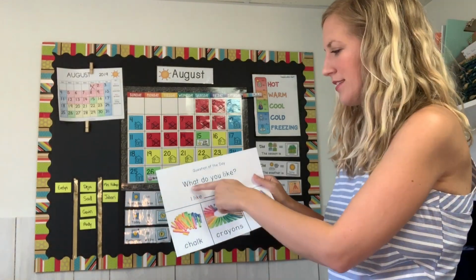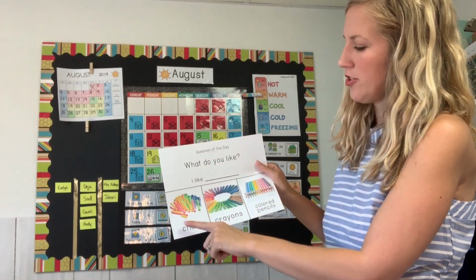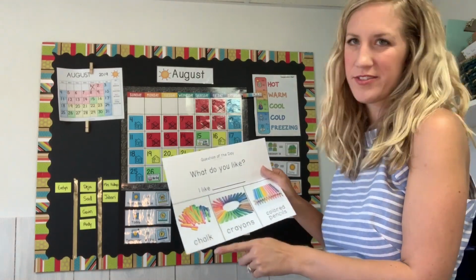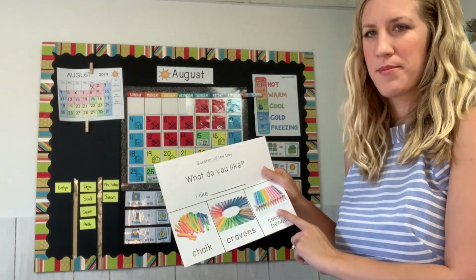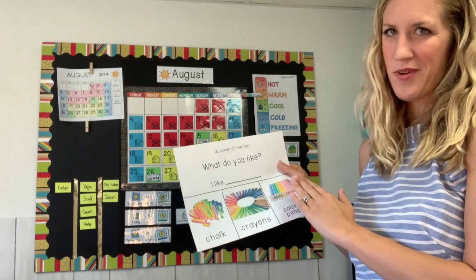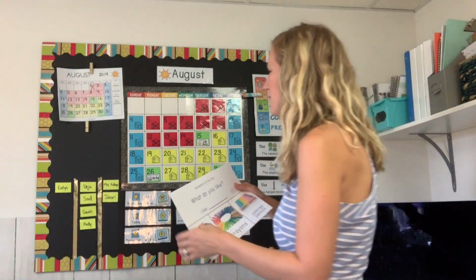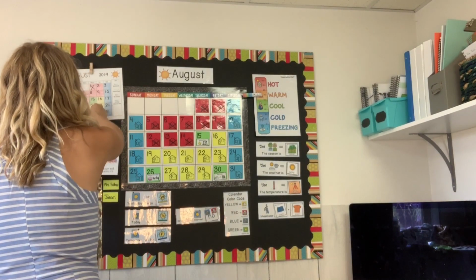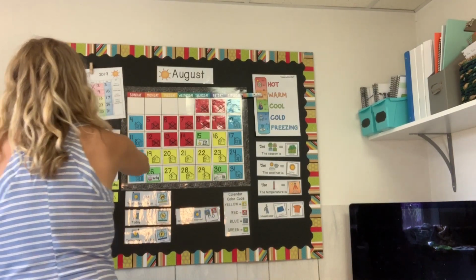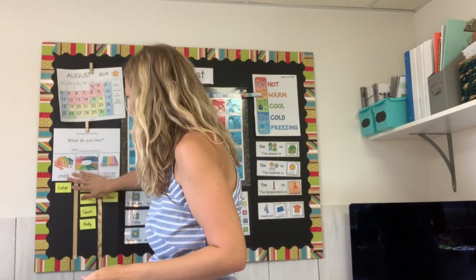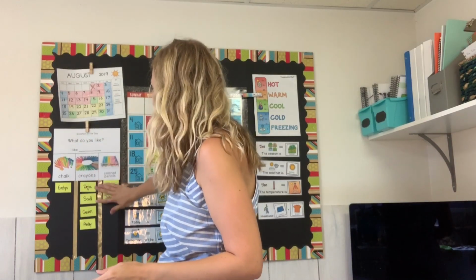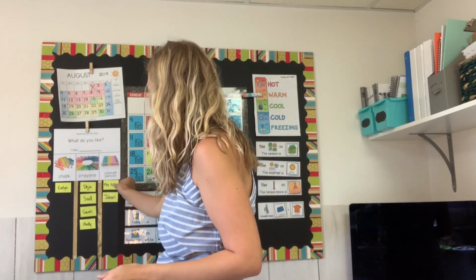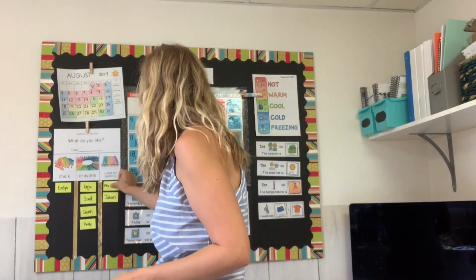So this is the question of the day with real pictures. So we have chalk, crayons, or colored pencils. The real picture ones have 3 options, and then some other ones in my store have 2 options, depending on what you want available there. And then what I have done here is I have used washi tape to make 2 lines, and then students would go through and move their name card, there's Mrs. Holdrop, that's me, under the option they like.